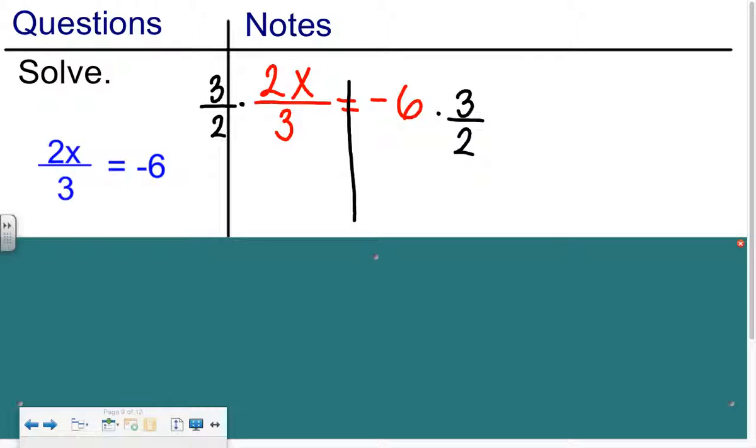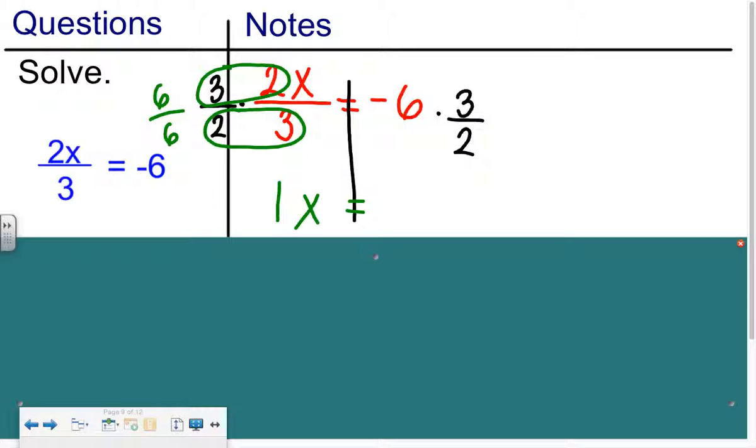So now if you're multiplying fractions, the way that works is you multiply across. So 3 times 2 is 6. 2 times 3 is 6. 6 over 6 is 1. So we're still isolating the variable when we multiply by the reciprocal.